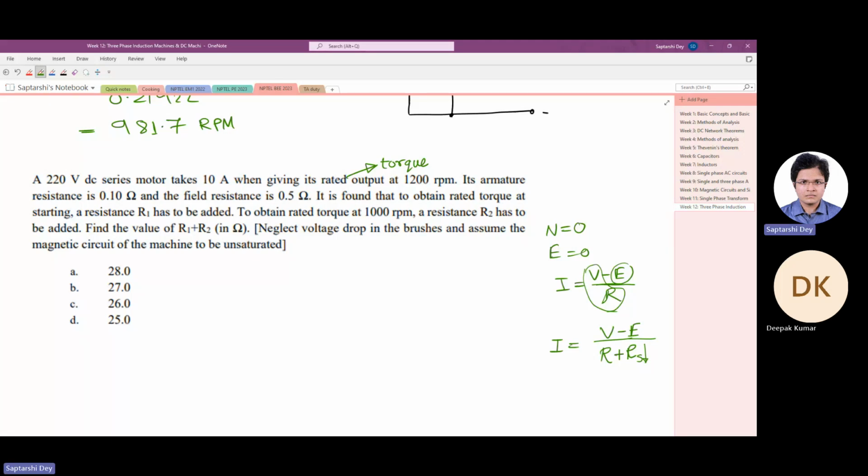Now, this question says armature resistance is 0.01 ohm, and it is found that to obtain rated torque at starting, a resistance R1 has to be added. I solved this question in some fashion, but now I am thinking it can be done in an easier way.